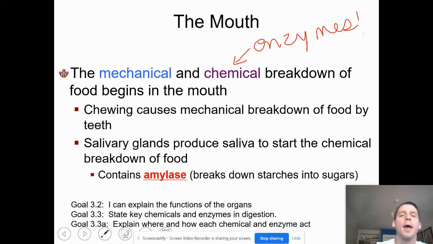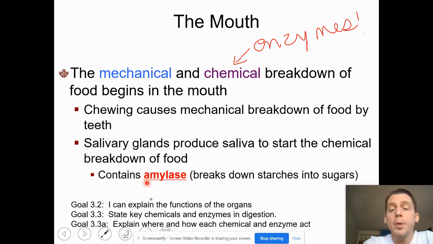Enzymes are what chemically break down food. So chewing is mechanical, but we also have enzymes in our mouth. Those enzymes are produced by our salivary glands. And our salivary glands are going to release a certain enzyme in our saliva that helps to break down food. Specifically, our salivary glands contain amylase.